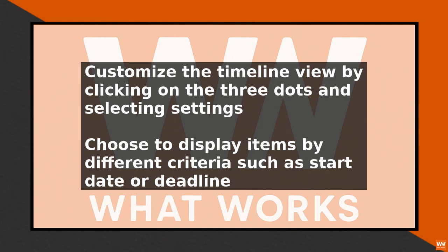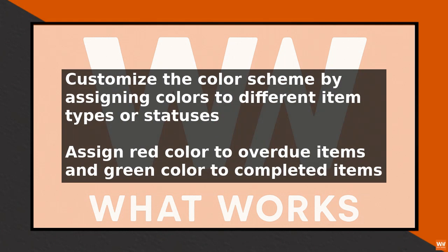You can also use the filter function to customize the timeline view. To do this, click on the filter icon at the top right corner of the screen and select the criteria you want to filter by. For example, you can filter by item type, status, or deadline.